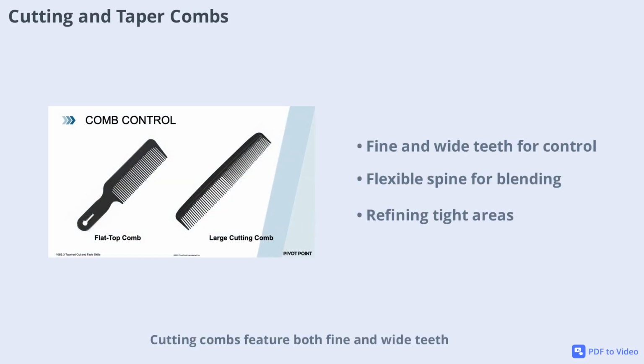Cutting combs feature both fine and wide teeth, allowing you to control shorter lengths during gradation and distribute longer lengths for foundational cutting. Taper contour barber combs have a thinner, flexible spine, making them ideal for getting close to the scalp and achieving gradual blending. The tapered end is perfect for refining and cutting in tight areas such as perimeter hairlines, around ears, and sideburns. These combs are essential for detailed, precise work.